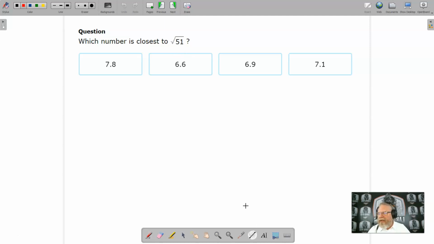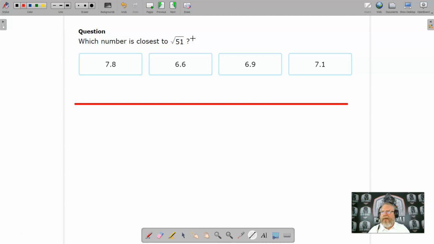So we're still going to use the concept of a number line. We're still going to have a number line along here. But first, let's figure out where this would fall. If we think about between what two numbers the square root of 51 would be, because 51 is not a perfect square.